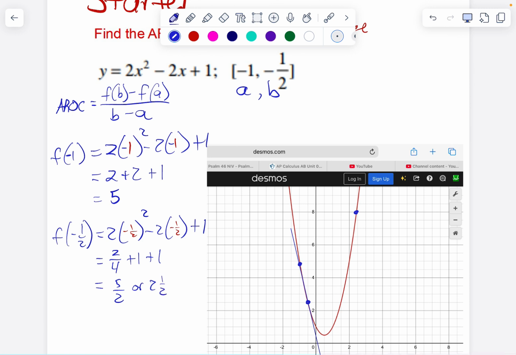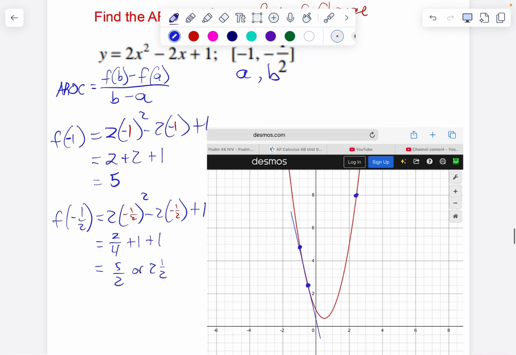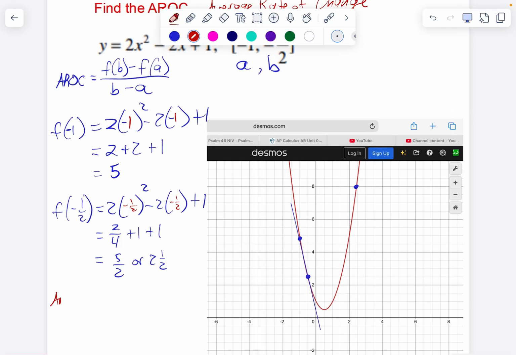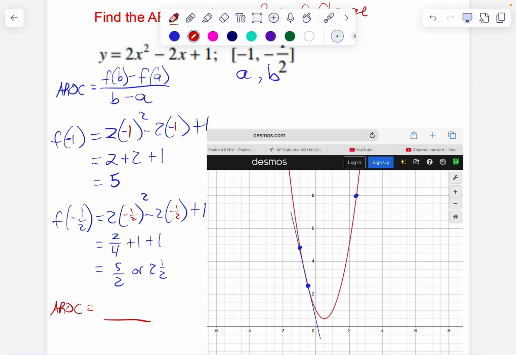Okay, so we found f of -1 and f of -1/2. That is f of b and f of a. So that's our numerator. So we're ready to go find the average rate of change now. And that's going to be 5 minus 5 halves, or 2 1/2. Okay, and then make sure your a and b match in the denominator. I have it backwards. Sorry about that. It doesn't actually matter, but based on the way I've labeled it, I need to write it this way.